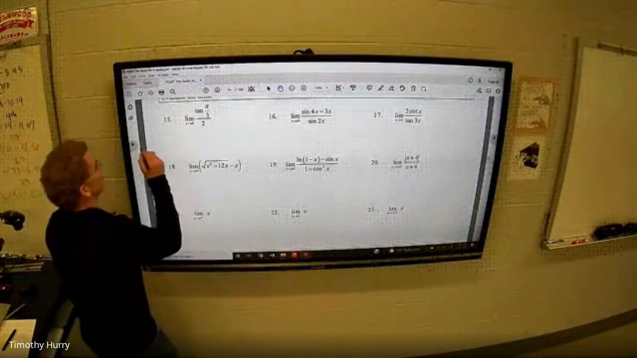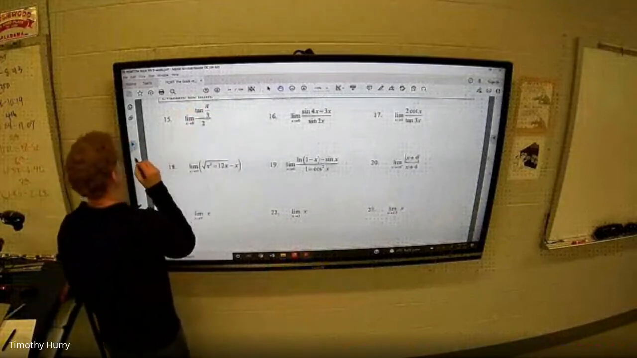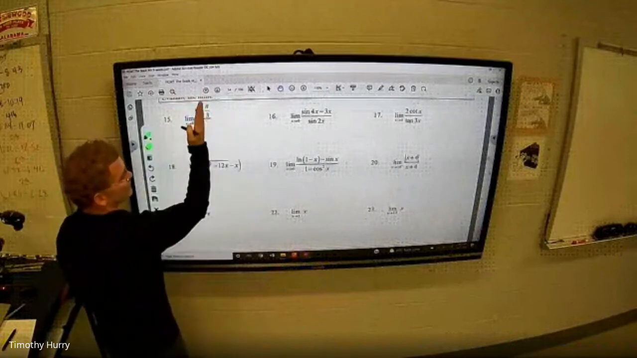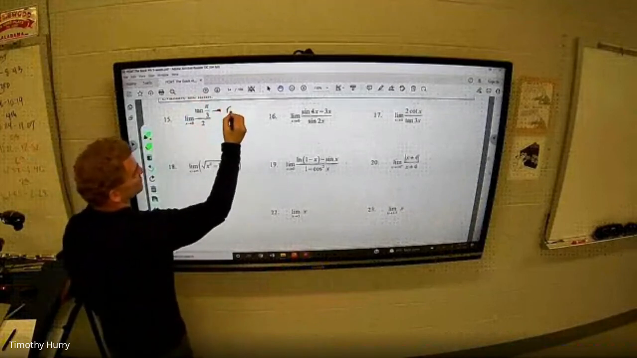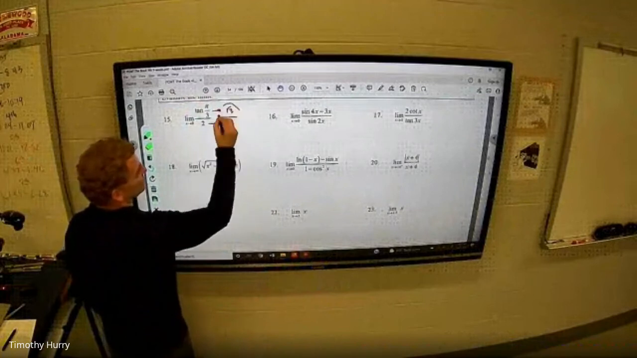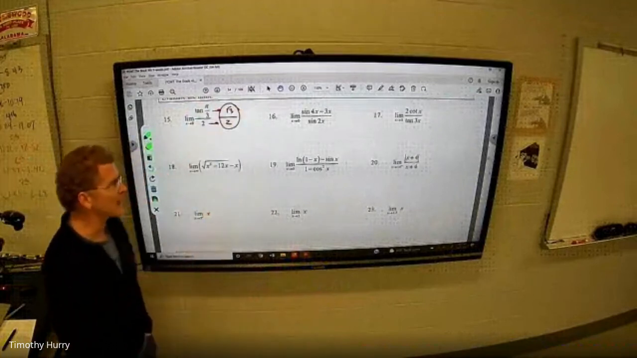And tangent of pi over 3 is root 3. So that part gives you a root 3, and then you just carry over the 2. But guys, those are the kinds of mistakes that mess you up.